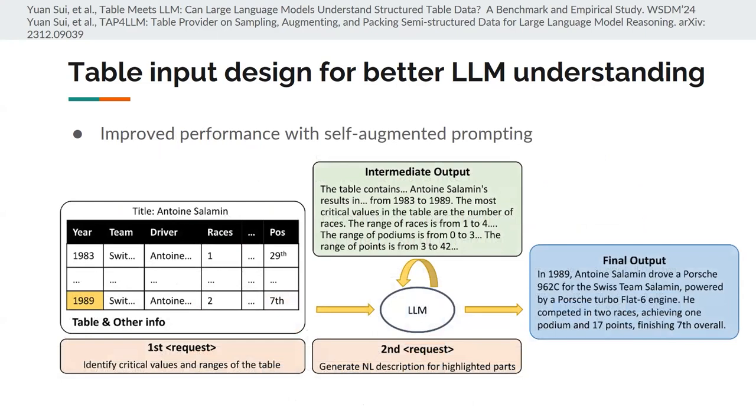One more interesting exploration in this work is to investigate how LLMs' existing knowledge could be used to enhance their understanding of structured data. They introduced a self-augmentation technique that improves structure prompting by enabling LLMs to identify key values and ranges by tapping into their own internal knowledge. To be specific, the technique allows LLMs to generate intermediate structure insights, shown in the green part of this figure.